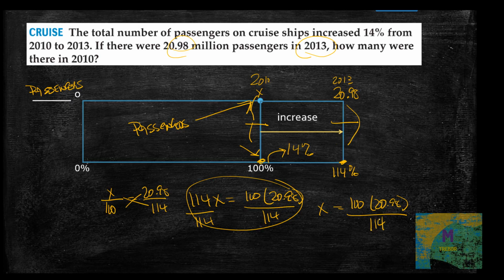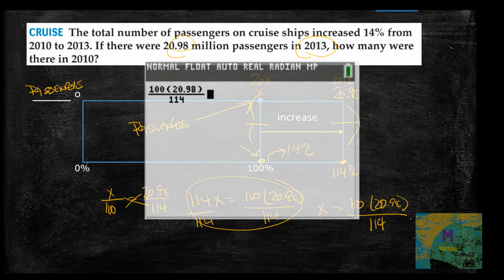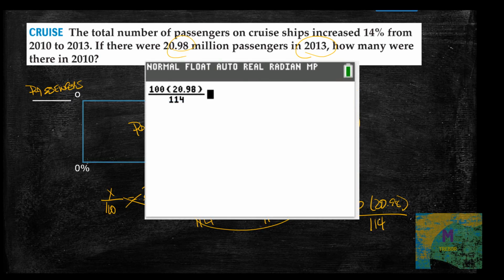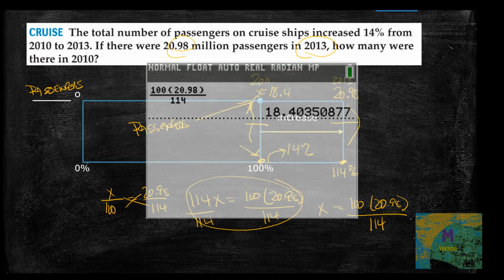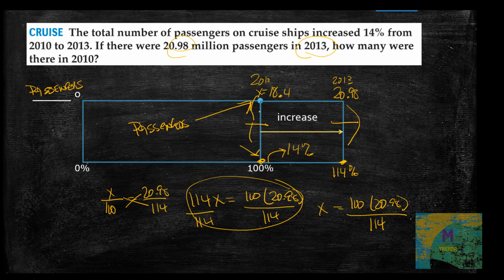Now it's at this point that you put your pencil down and you pick up your calculator. What I'm going to do is I'm going to hit alpha x, and I'm going to put 100 and in parentheses 20.98 on top and 114 on bottom. And I'm going to get my value. This is what appeared in my calculator screen. X is equal to 18.4 million. So 18.4 million are the number of passengers in 2010.